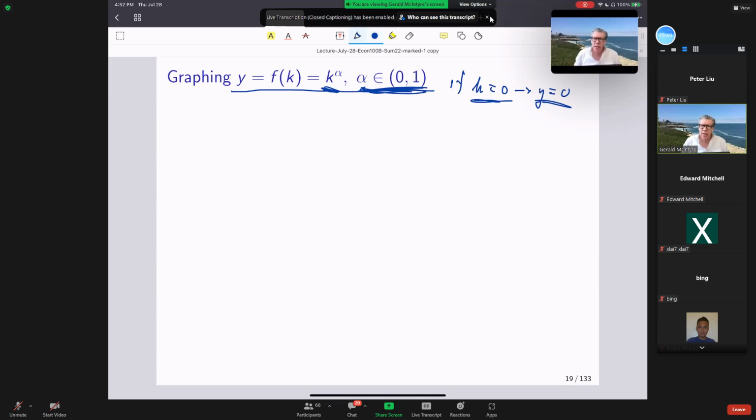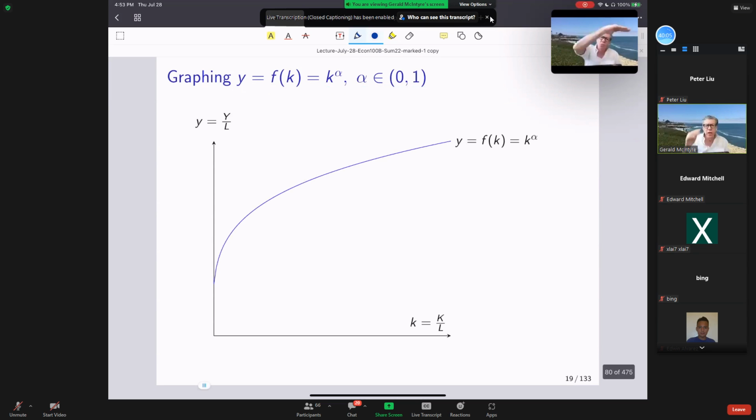It doesn't have to be a square root. Alpha could be a third. In the United States, we know alpha is 0.30, which is close to 1/3, but it's a root power. It's a function that starts at the origin and has this root function shape. It looks like this.